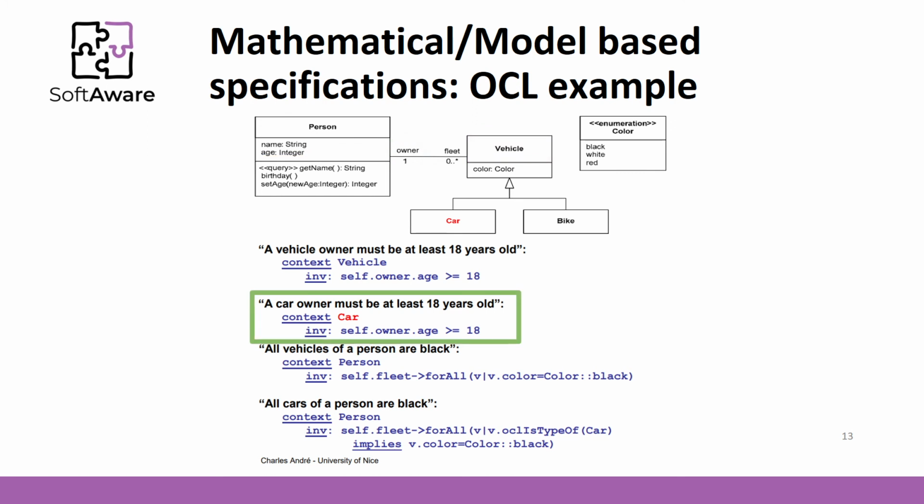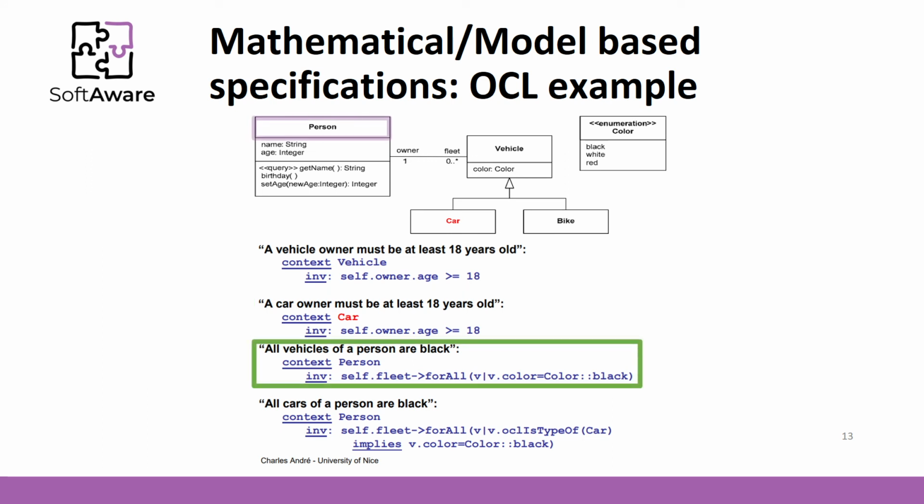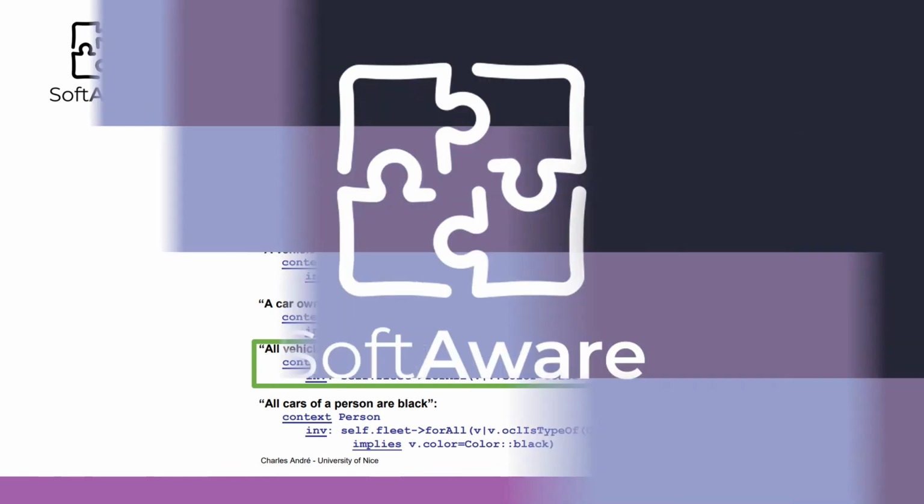If we have a derivative object, car, we can put similar constraints on it. Then, the sentence, all vehicles of the person are black, is like an opposite so-called fleet connection, and an object is a person that shows that all cars must be black. If we have this type of sentence, we can generate various tests and make automated verification for our system.